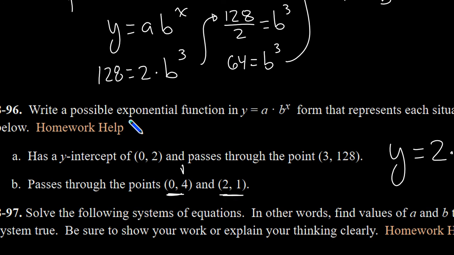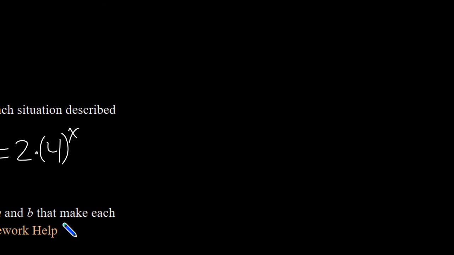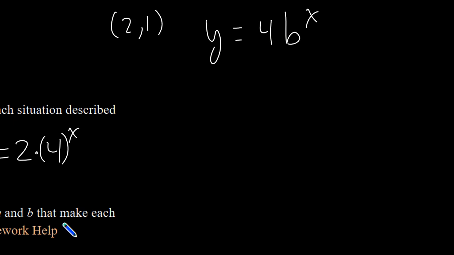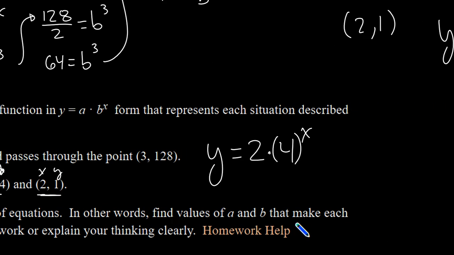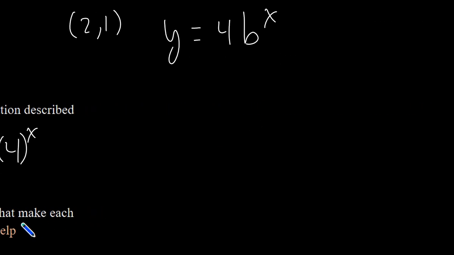Passing through the point (0, 4) also happens to be the y-intercept. So I know the value of a is 4 right off the bat, and then I've got this x, y value that we'll use with the (2, 1). So y equals 4 times b to the x, and then I think the point was (2, 1). I better double check because that's just the kind of thing I would mess up.